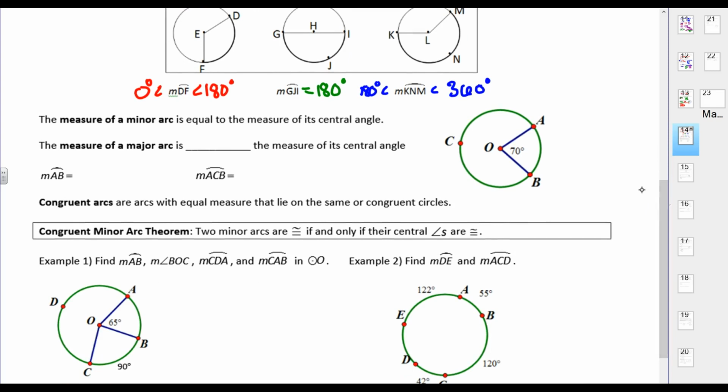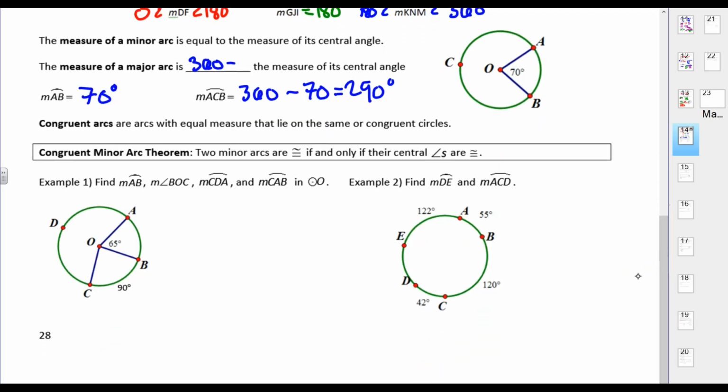The measure of a minor arc is equal to the measure of its central angle, whereas the measure of a major arc is 360 degrees minus the measure of its central angle. So if I want the measure of arc AB in this picture, it's strictly 70 degrees, whereas arc ACB is 360 minus 70 degrees, which is 290 degrees, because it's that reflex angle that goes everywhere but the 70 degrees.